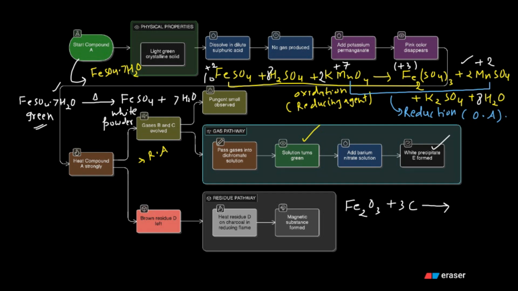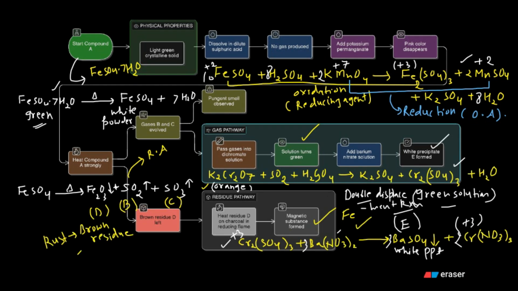So what will happen? Reduction will take place. Here your iron is in +3 oxidation state, and when it is reduced it will go to the elemental form, and 3 carbon monoxide will be released. So this is your magnetic substance, and I am writing MS for this. This is your charcoal, and it is undergoing reduction. So this is how you can solve such kind of problem.